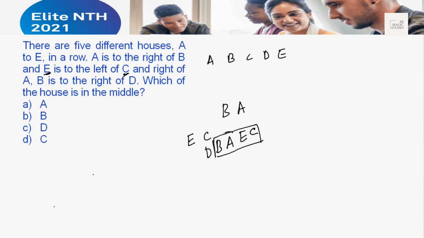Which of the houses is in the middle? A is the house which is in the middle. Option A fits in.